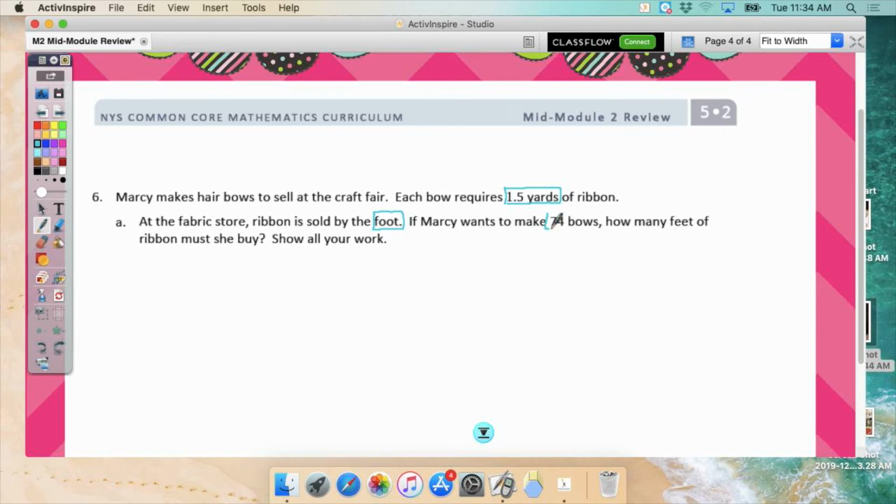All right, so the first thing I have to do, I want to change it to feet, but I want to do that at the end. So I want to start out with yards, okay? So let's figure out, we know that each bow is 1.5 yards, right? So write each bow up here, because I need you to remember this for later. 1.5 yards, okay? Each bow. And how many bows is she going to make? 74 bows. And you're going to need to remember that also. Okay?